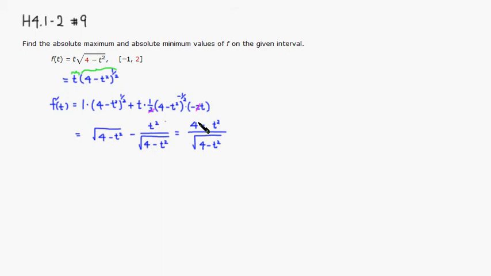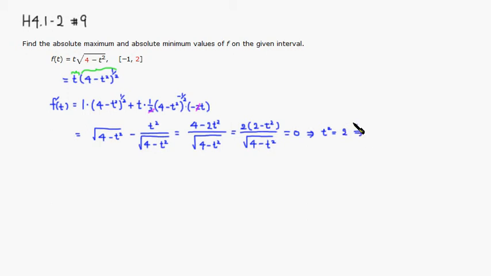Then you have another t squared, so I'm going to put 2 here. All right, then I'll probably pull out the 2. 2 is in common, so 2 times 2 minus t squared over square root of 4 minus t squared. Right, we set that equal to 0 to find the critical value. All right, so we have to make sure that the t squared is equal to 2.